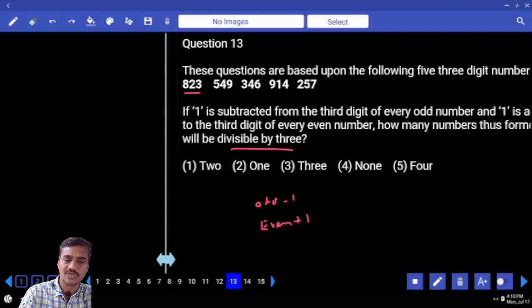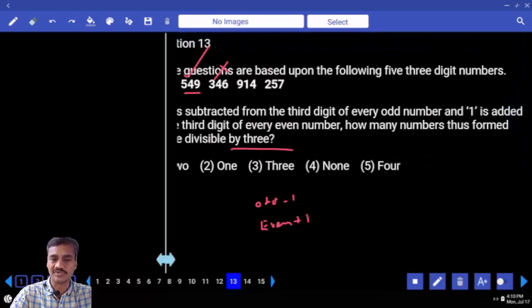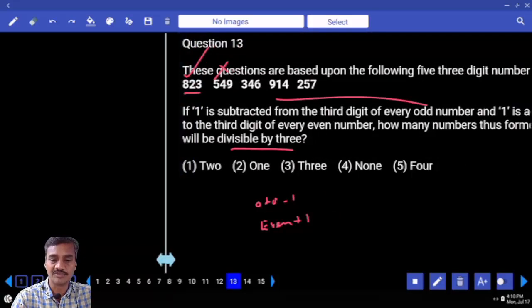Then 8 plus 2, 10 plus 3, 13. 13 minus 1, 12, it is divisible by 3. Are you getting this one or not? Then the next one. 5 plus 4, 9 plus 9, 18. Minus 1, 17, not divisible by 3. And the next one, 2 plus 5, 7 plus 7, 14 minus 1, 13.